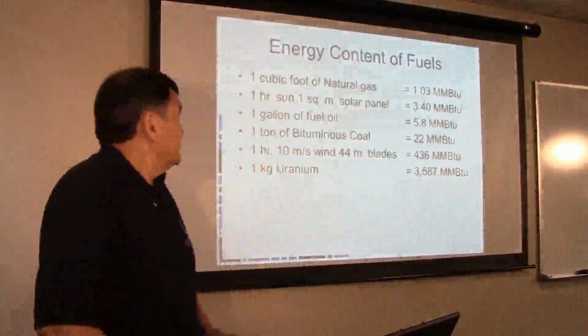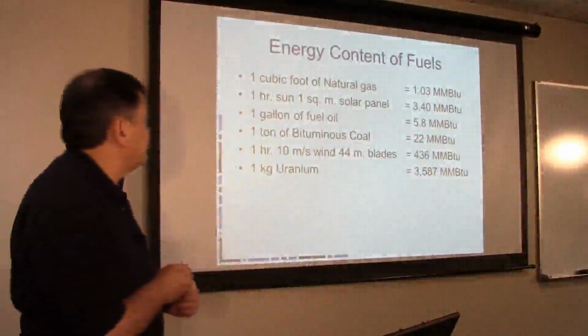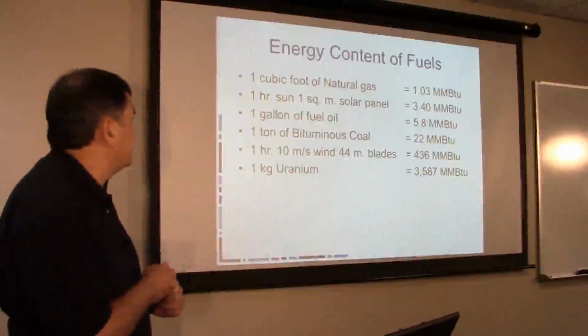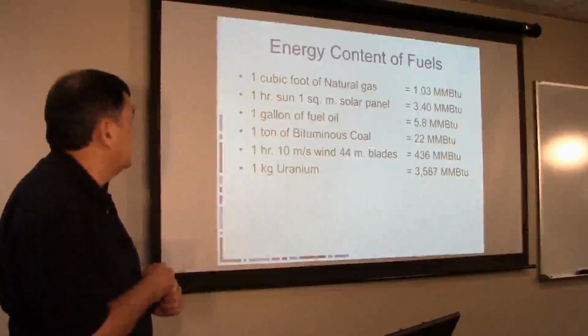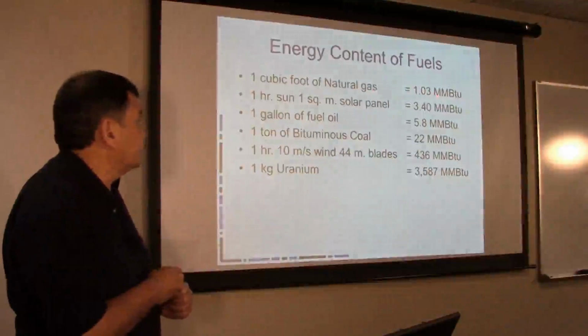Now, it's really important to have an understanding of the energy content of different fuels, and so here we have a wide variety of different types of energy. 1 cubic foot of natural gas is 1.03 million BTUs. 1 hour of sunlight on a 1 square meter solar panel is 3.4. A gallon of fuel oil, 5.8. 1 ton of bituminous coal is 22.